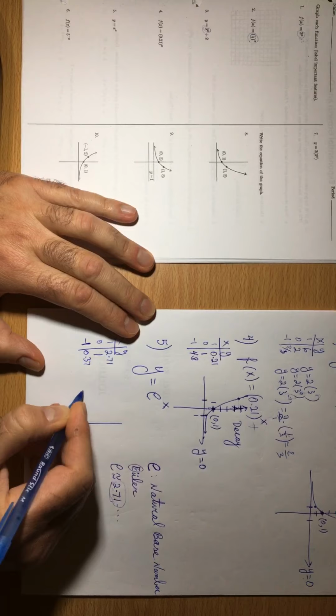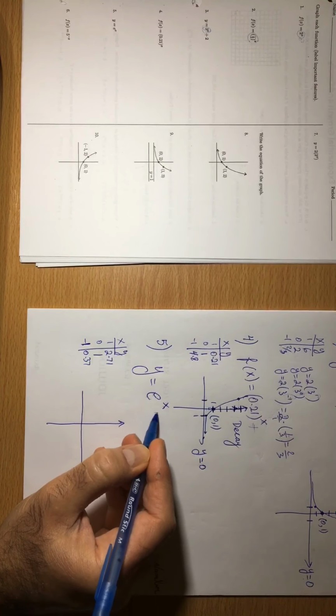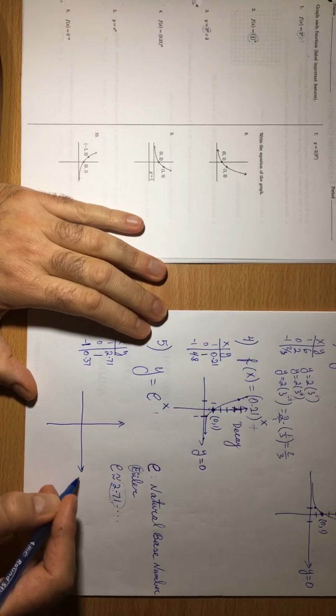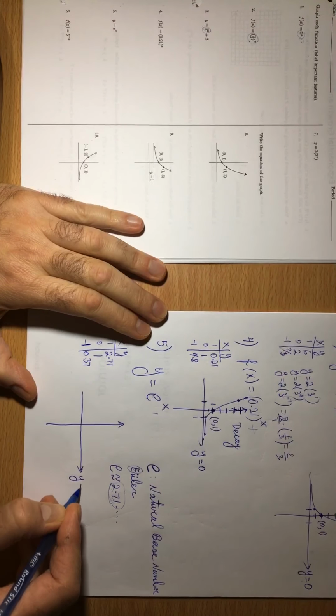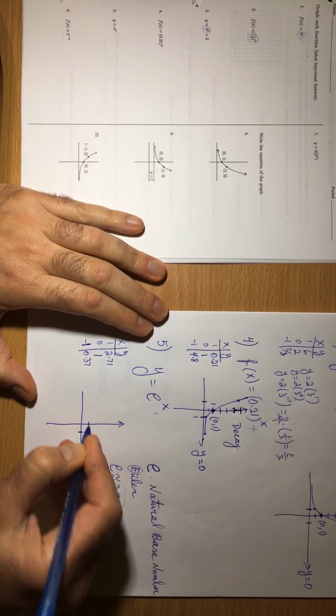Okay, so here we go. Now, where is the asymptote? Well, I don't see a number after this. Plus or minus is just 0, so that means the asymptote is again the x-axis. What's the equation of it? Y equals 0.